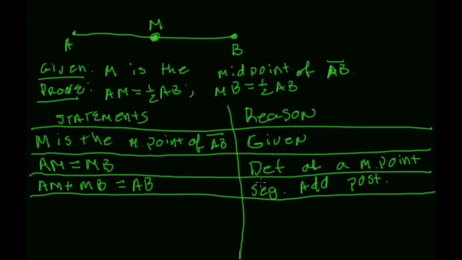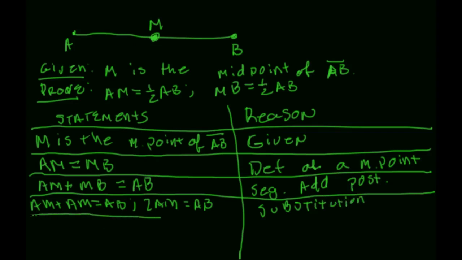Okay, so if I take this earlier statement and I take out the MB below here and I put in an AM, I get that AM plus AM is AB, or another way of saying that is that 2 AMs equal AB. Alright, so I took out something, put in something else that's equal. That's using the substitution property. Okay, so that makes sense. That's using a property from algebra.